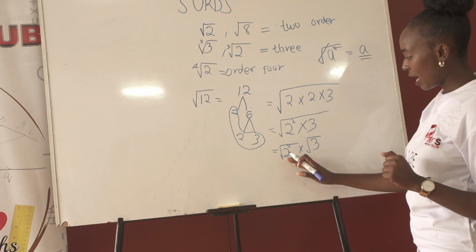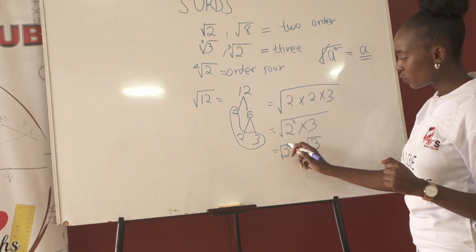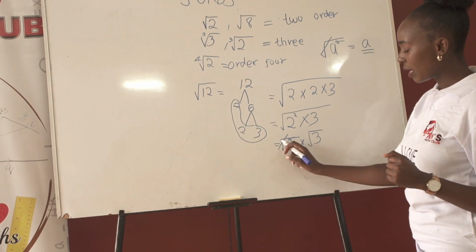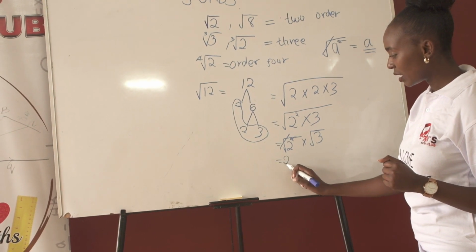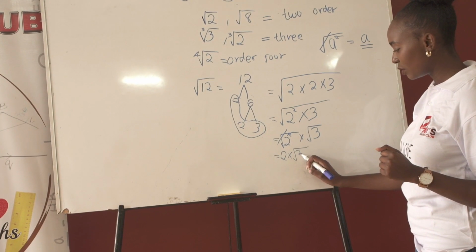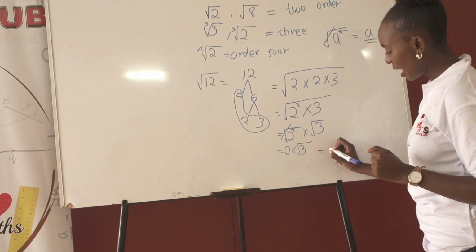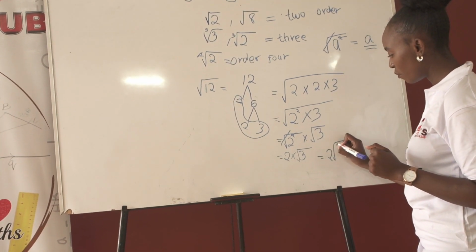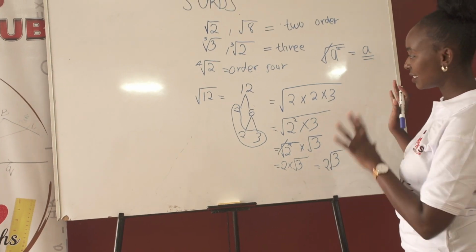So write them separately, then this square will cancel with the square root and you're left with 2 as a whole number. Then because we don't have a root of 3, you're left with root of 3. So your answer becomes 2 root 3. So basically this is simplification.